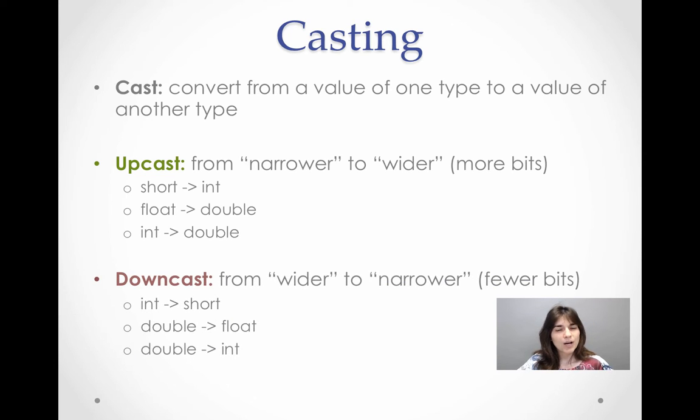A little bit more troubling is the other way around, the downcast. We are going from a representation that has more bits to a representation with fewer bits. For example, we're going from a double to an int, or from an int to a byte. What happens when we try to do something like that?